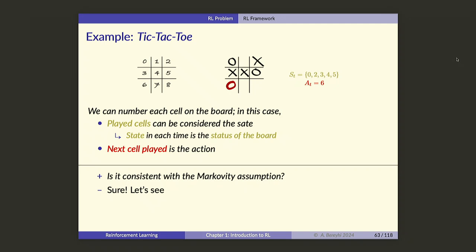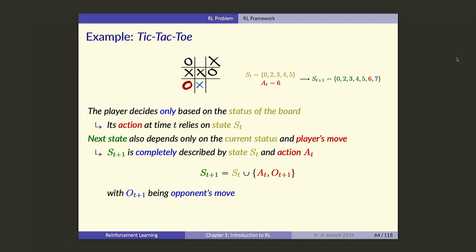So we had this particular example here. We have played, both me and the opponent, cells 0, 2, 3, 4, 5. Then the agent decides to play 6. The state is whatever had been played before, so it's 0, 2, 3, 4, 5. The action that the agent takes is action 6, so it plays cell 6.